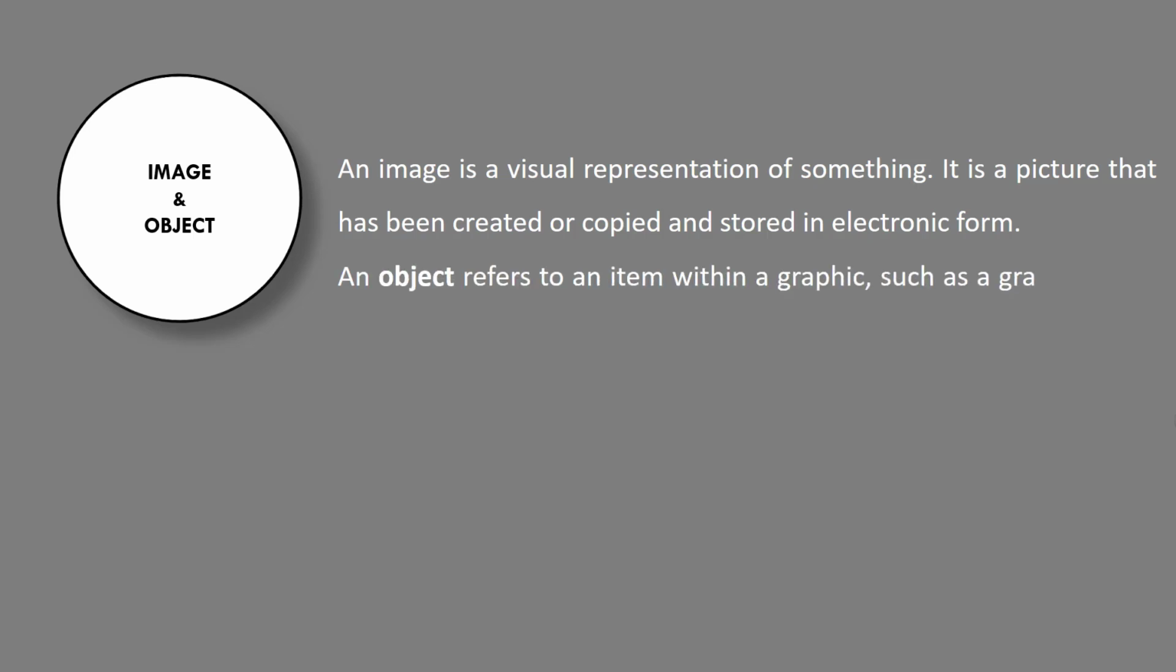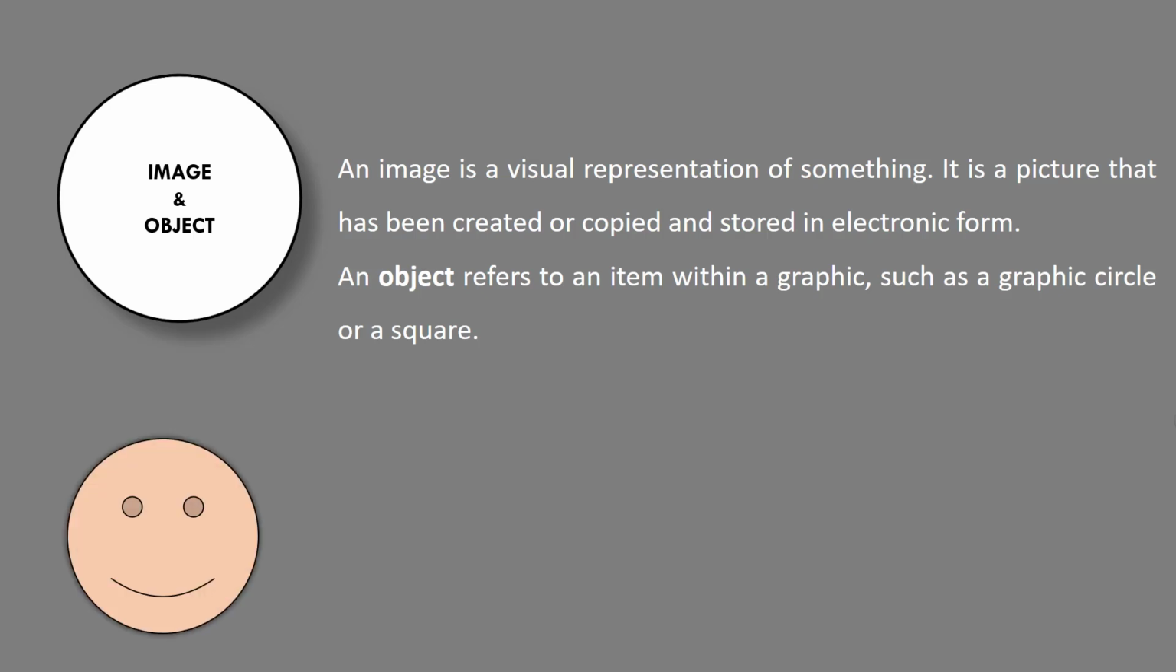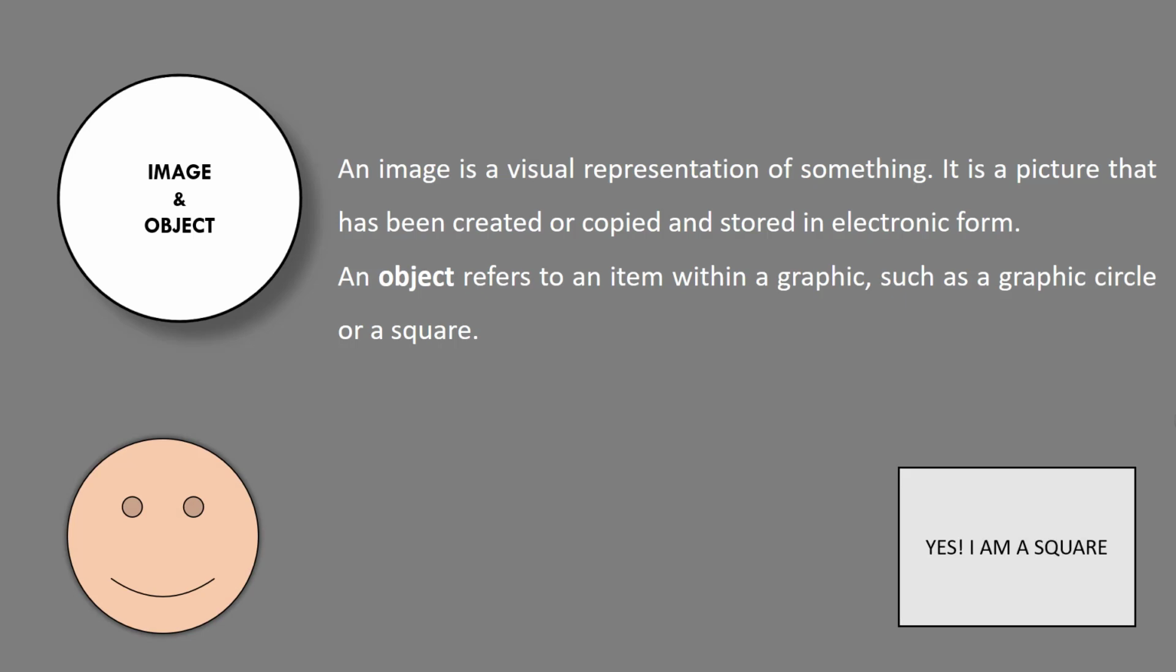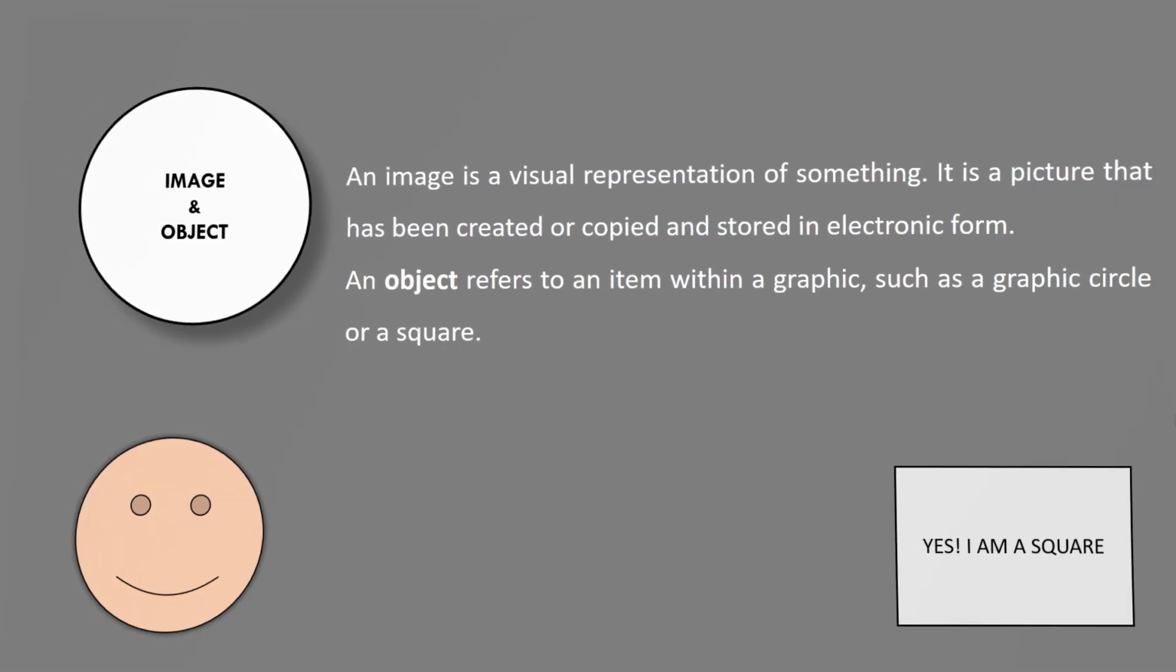Whereas an object refers to an item within a graphic, such as a circle or a square. Oh, we can see a smiley. Yeah, he is also saying yes, I am a square.